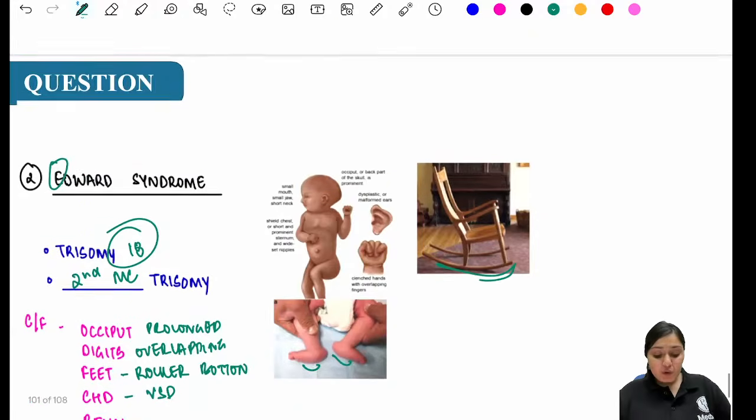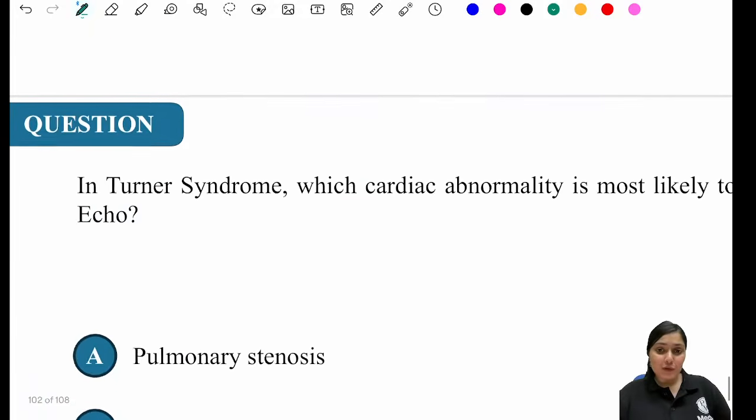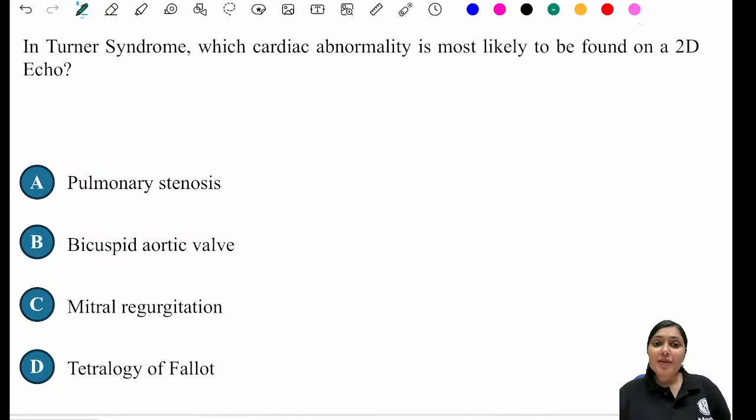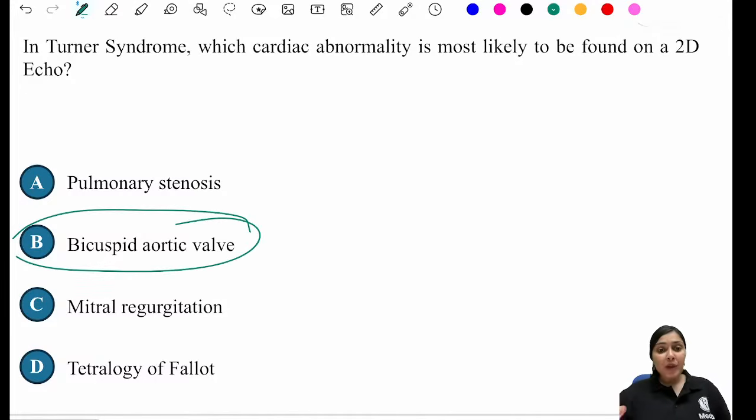Right, so this is all about an important syndrome, Edwards syndrome. We have next question, Turner syndrome. In Turner syndrome, which cardiac anomaly is most likely to be found on 2D echo? Pulmonary stenosis, bicuspid aortic valve, mitral regurgitation, or tetralogy of Fallot. So in Turner syndrome, left-sided heart anomaly, bicuspid aortic valve is the most common anomaly. So the correct answer here is going to be option B, that is bicuspid aortic valve.